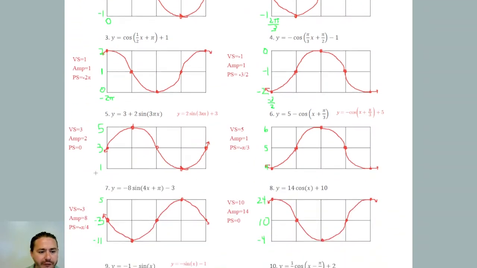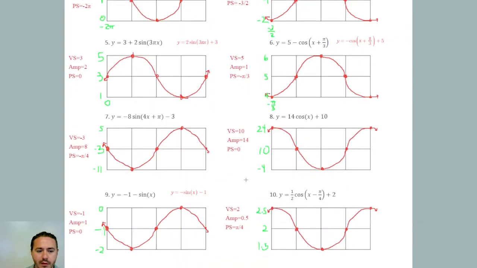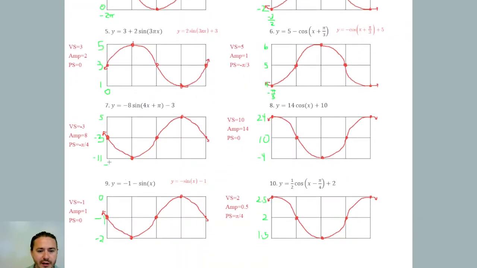Number 5. Phase shift is 0, simple enough. Here, the phase shift is negative pi over 3. Number 7, the phase shift is negative pi over 4. For number 8, the phase shift is 0. For number 9, the phase shift is 0. For number 10, the phase shift is pi over 4.